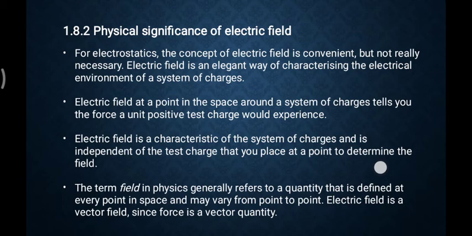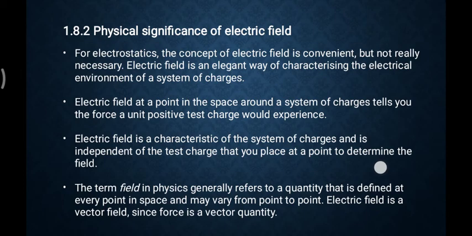What is the meaning of electrostatic? Electrostatic means the field is steady, no changes are happening. The concept of electric field is very convenient but not really necessary. Electric field is an elegant way to characterize the electric environment of a system of charges. The electric field at a point in space around the system of charges tells you the force. Electric field gives the idea of the electric force. As I said earlier, force cannot exist without an electric field.